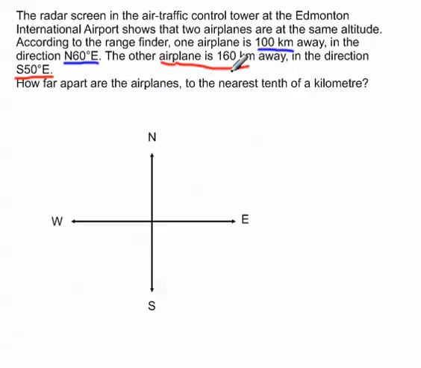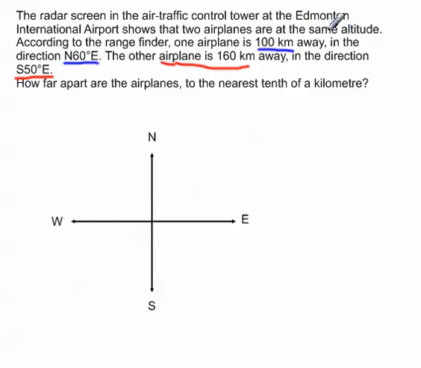When I read this, there's a few things that I see. 100 kilometers away in the direction of north 60 degrees east, that's one airplane. The other airplane is 160 kilometers away in the direction of south 50 degrees east. Now, one thing that people might have difficulty with in this question is the directions are given in a way that maybe you're not familiar with. So I'll go over that.